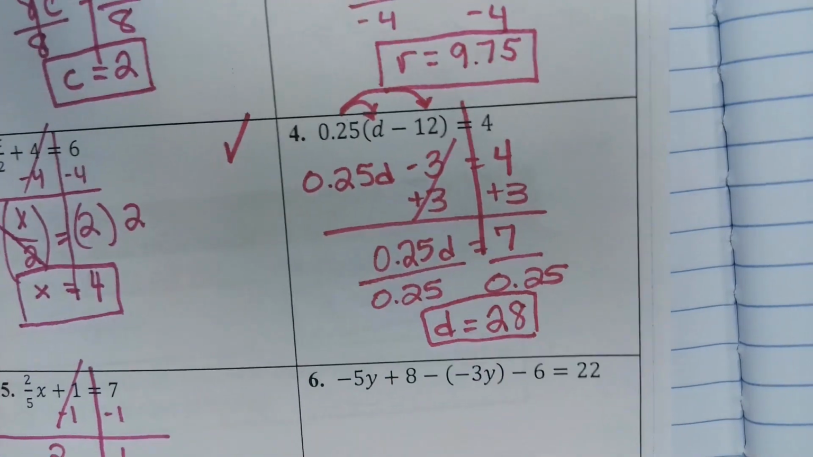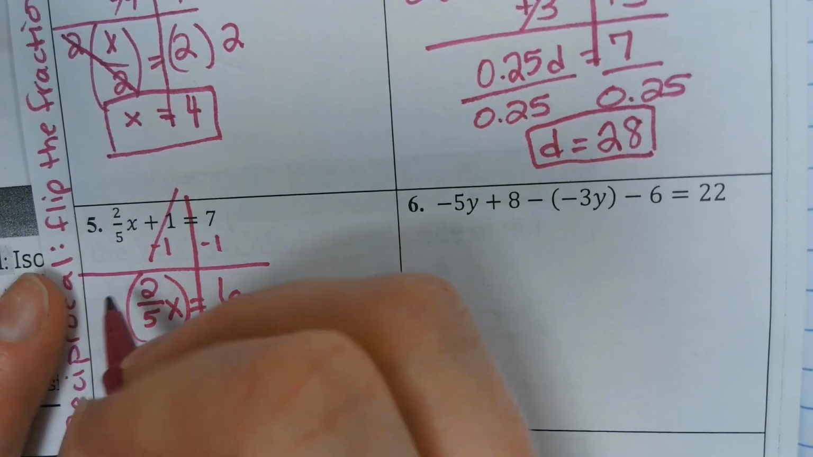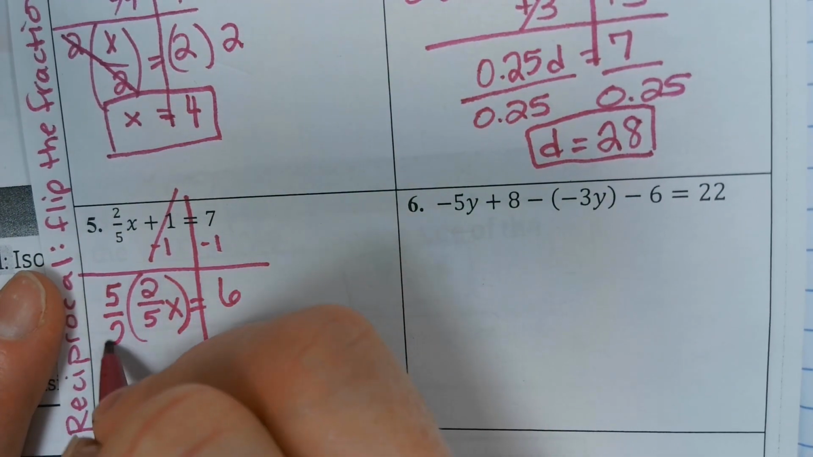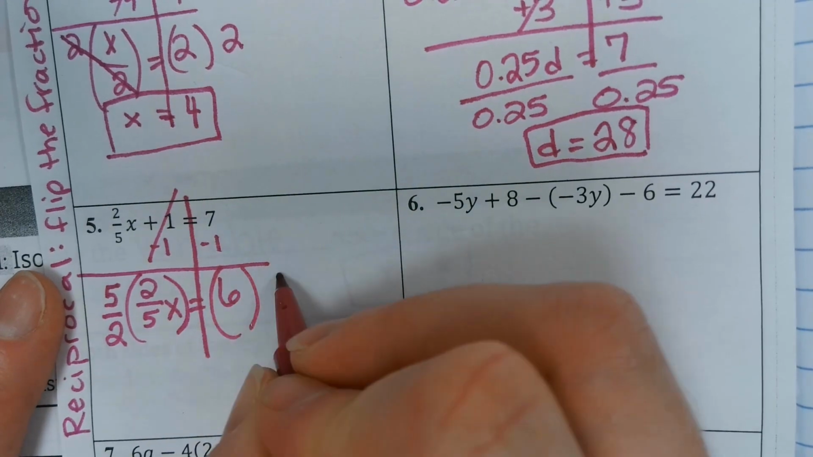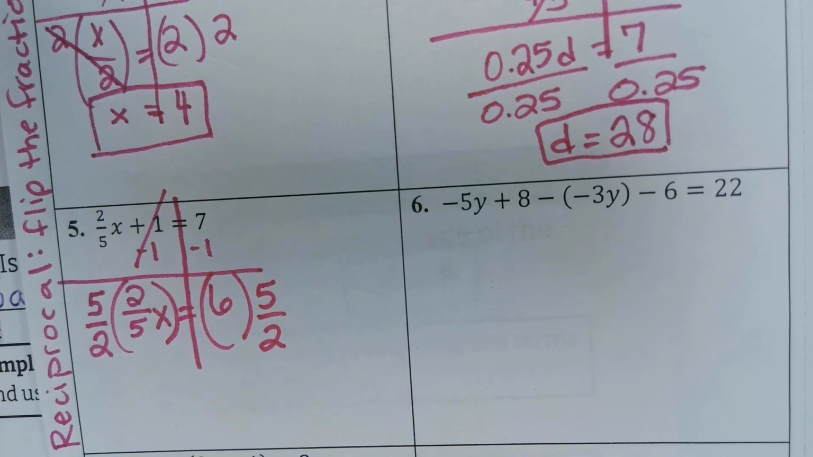So on here, the way we use reciprocal is to get rid of the fraction. So we're going to multiply by the opposite, 5 over 2. Whatever you do to one side, you have to do to the other. So I'm going to help you remember that word reciprocal.